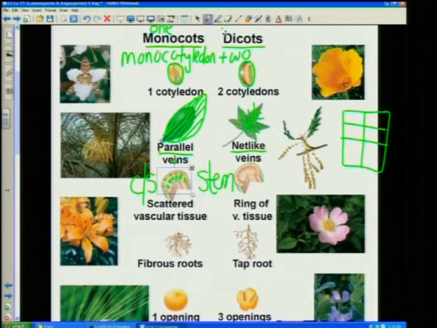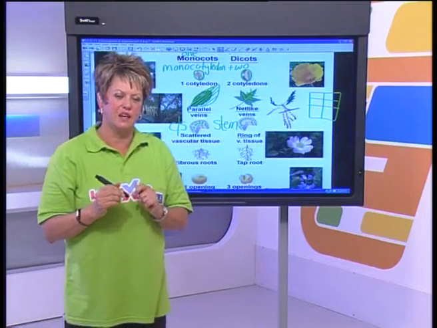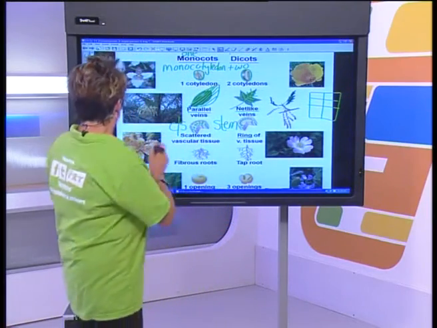And what do they look like in a dicot stem? You can remember it's done in a little circle or in a ring. So you'll have to make a cross section of the stem to see the vascular bundles inside. What are vascular bundles? Vascular bundles consist of xylem and phloem.